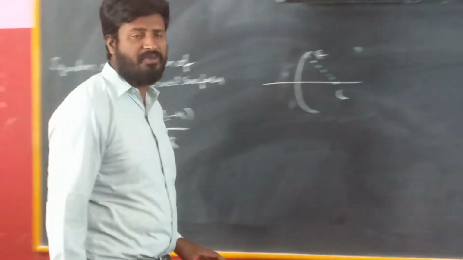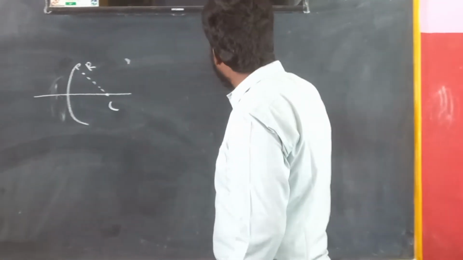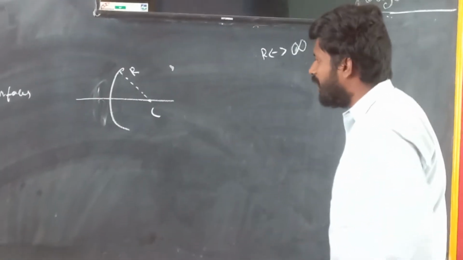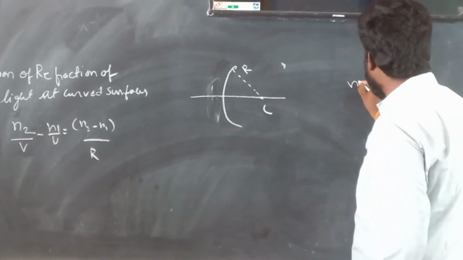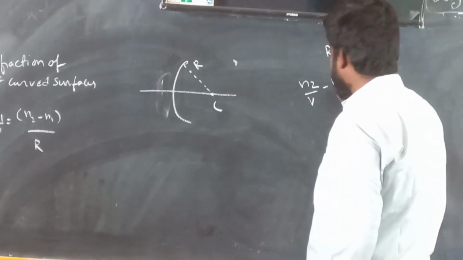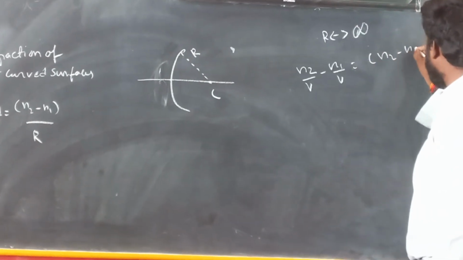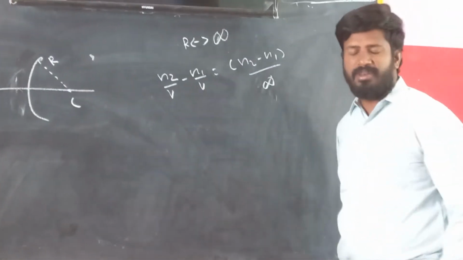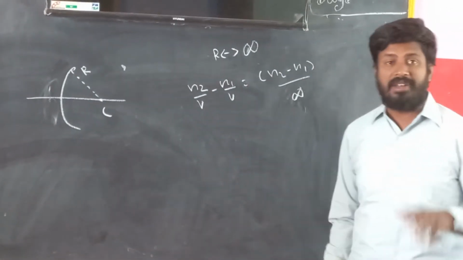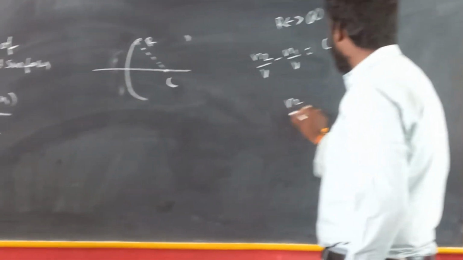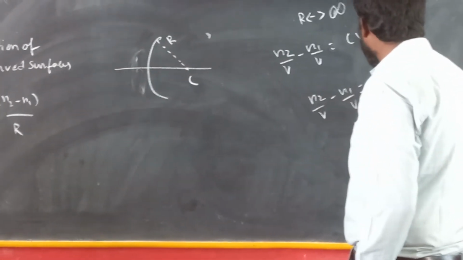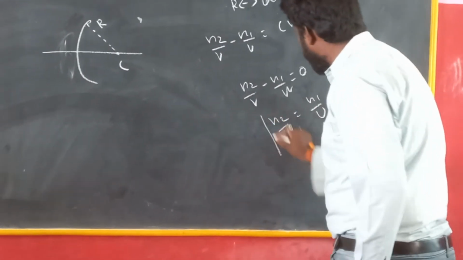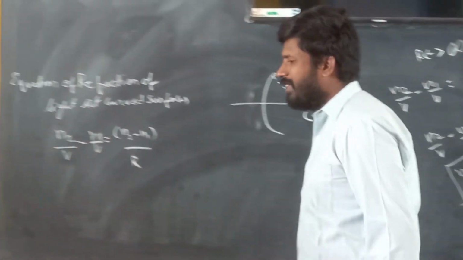When we consider plane surfaces, the radius of curvature tends towards infinity. When the radius of curvature tends towards infinity, the above equation becomes N2 by V minus N1 by U is equal to N2 minus N1 by R initially, but R is replaced by infinity. We know from simple mathematical calculation that anything by infinity is equal to 0. Then N2 by V minus N1 by U equals 0. Then N2 by V is equal to N1 by U. This is the equation for refraction of light at plane surfaces.